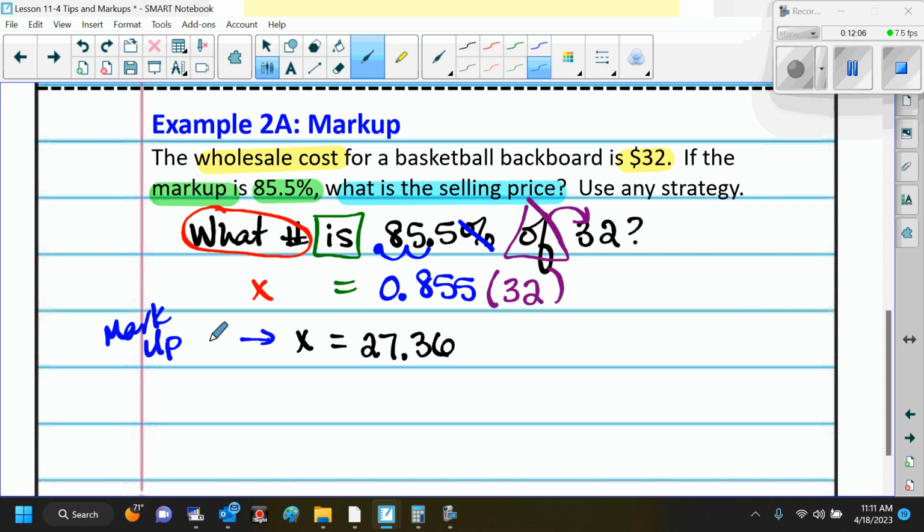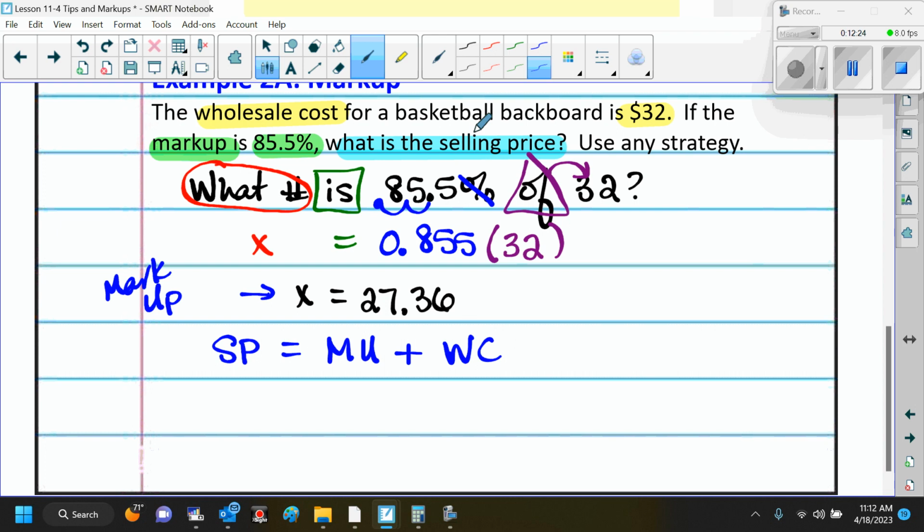But that's not our final answer, right? We're looking for the selling price. I'm going to use SP for selling price, is equal to the markup plus the wholesale cost. Are you guys okay with those abbreviations? All right. So we've got the markup is $27.36. Yay, we did not have to round. Plus the wholesale cost, which was $32. What does it give you? Very good. $59.36. There is your final selling price.